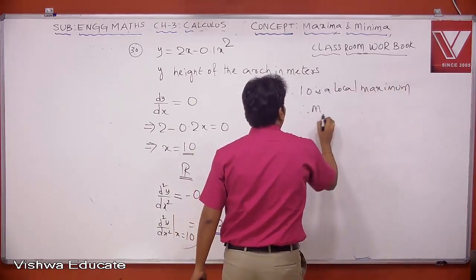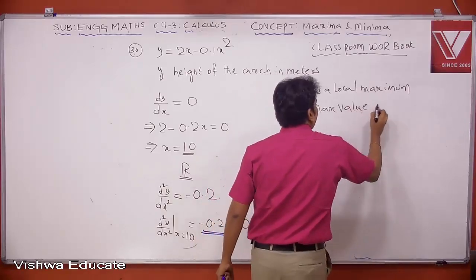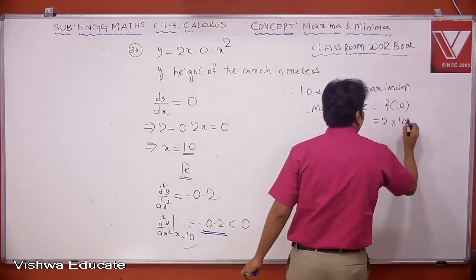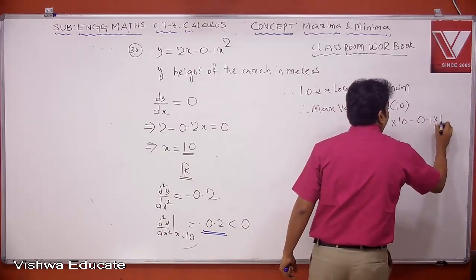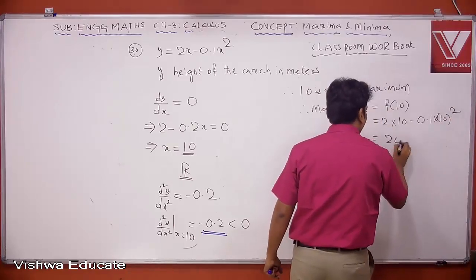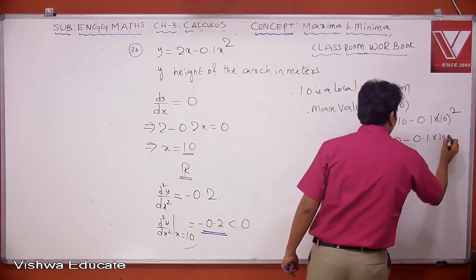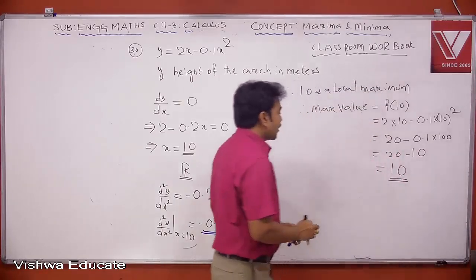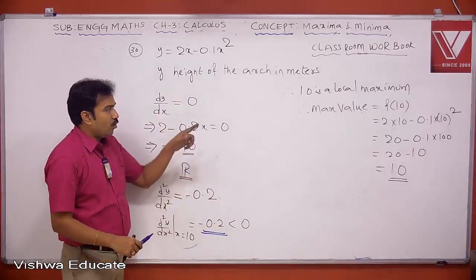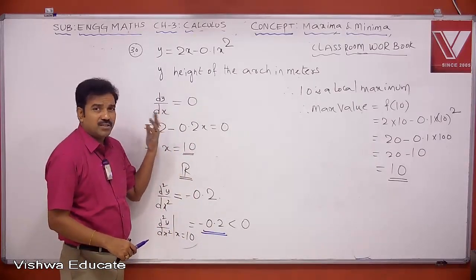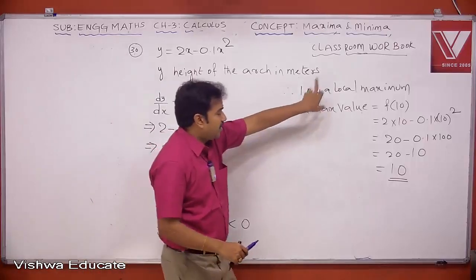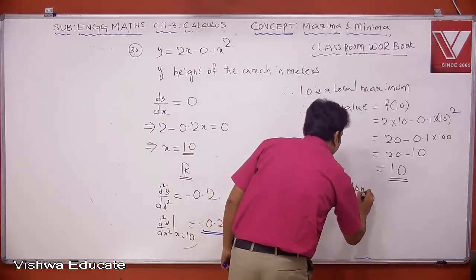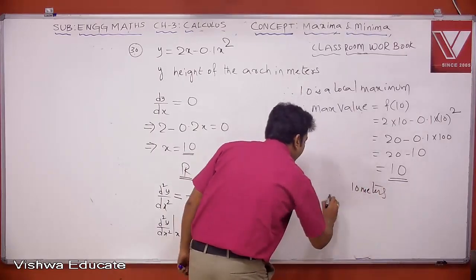Therefore, what is my maximum value? F of 10. Maximum value equal to f of 10. Now replace x by 10. 2 into 10 minus 0.1 into 10 whole square. So therefore this is 20 minus 0.1 into 100. So this is 20 minus 10. This is again 10. So interestingly, maximum value is 10 and even local maximum is 10. So don't confuse. Sometimes it may happen. Local maximum is 10 and even maximum value is 10. So therefore the maximum possible height of the arch is 10 meters. So option B is the right answer.